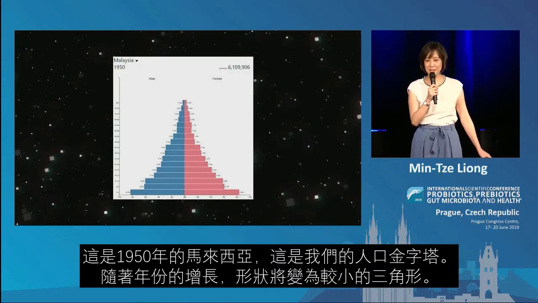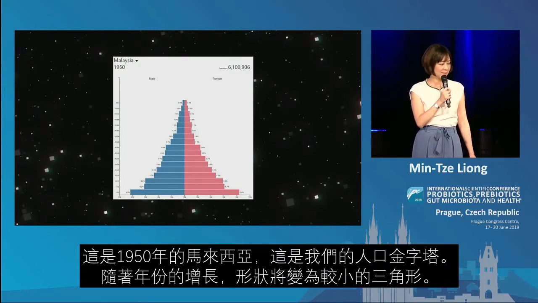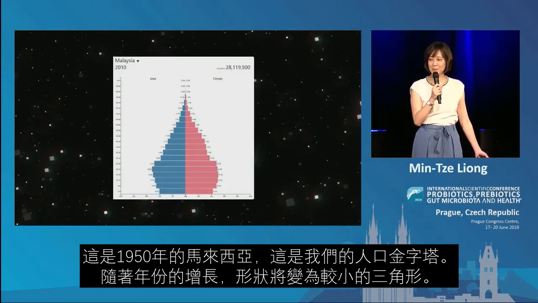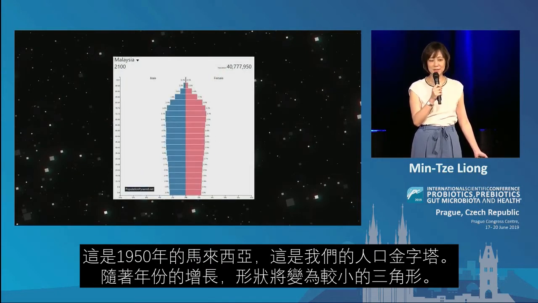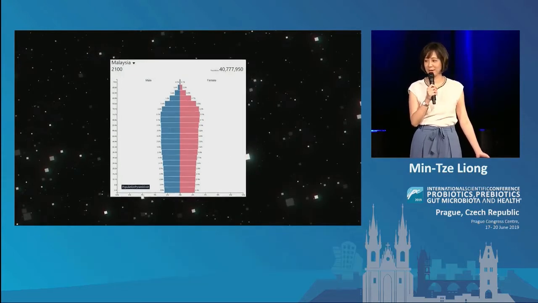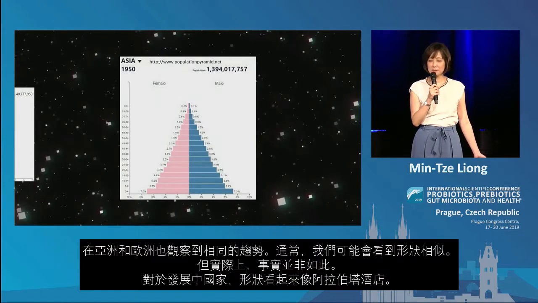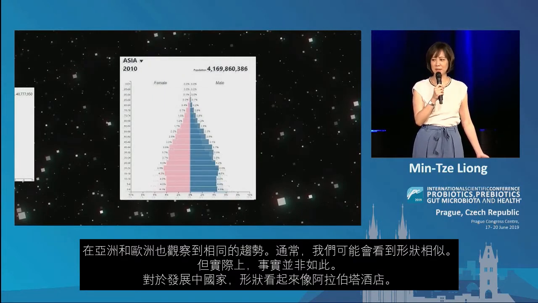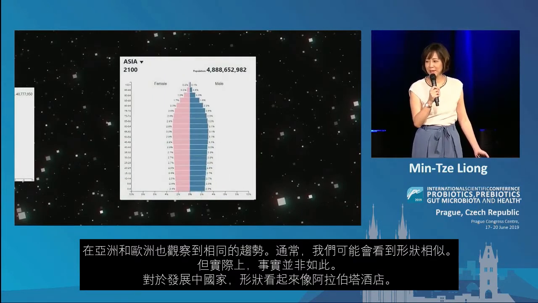Now, this is Malaysia, where I'm from. If we look at 1950, that's how our population pyramid looks like. And as we go up the years, we see that the shape is changing, and it looks a bit less triangle right now. Now, that is Malaysia, and this is Asia. A similar situation that we are looking at.